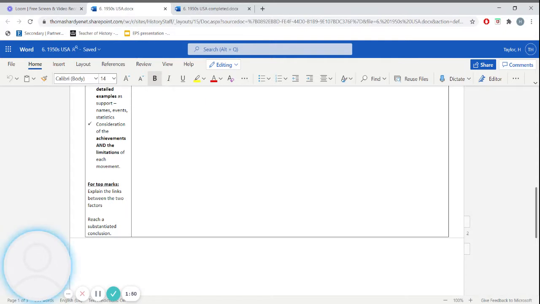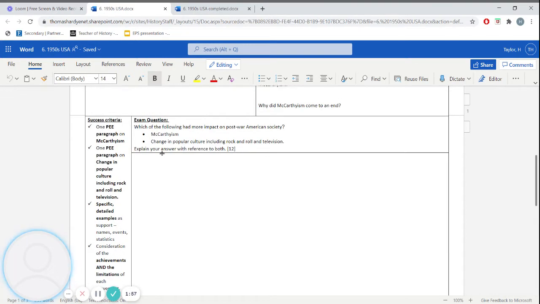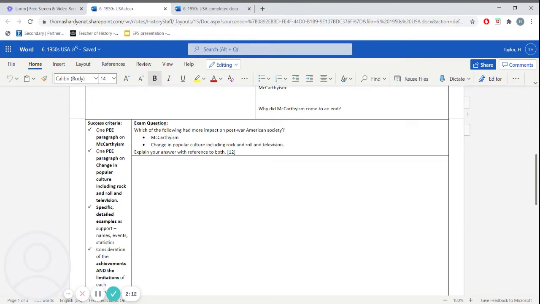And to really get those top marks, you need to think about how the two might connect together. How does incorporating both into your idea work? So does something to do with McCarthyism suggest that popular culture was less effective, or vice versa? How do the two work together? So that's how you can show the higher level thinking and get into the highest marks for this question.